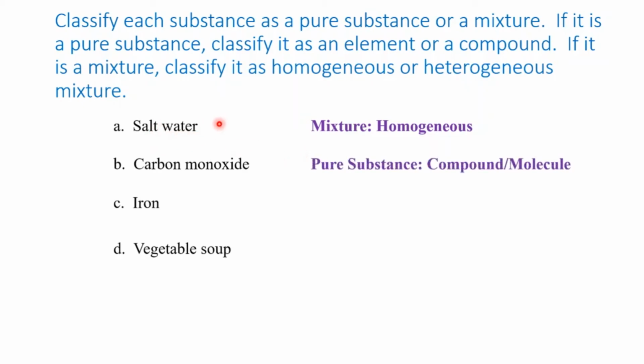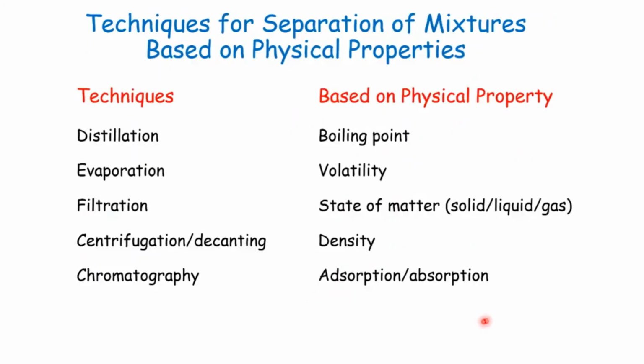Everywhere the same. Carbon monoxide, obviously, there's just one identity, which is carbon monoxide, CO, and therefore it's pure substance. Iron. So from a copy of periodic table, you know that's an element, therefore it has to be pure substance. Vegetable soup, obviously, that's heterogeneous mixture. So if there are mixtures, then there are actually ways to separate the mixtures. Here I'm talking about the separation based on physical properties.